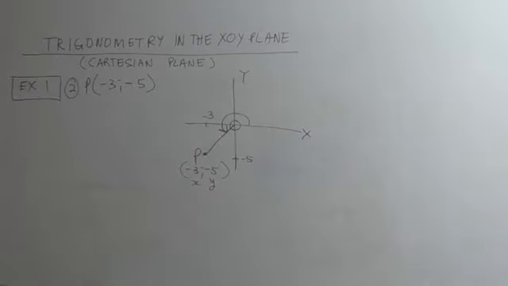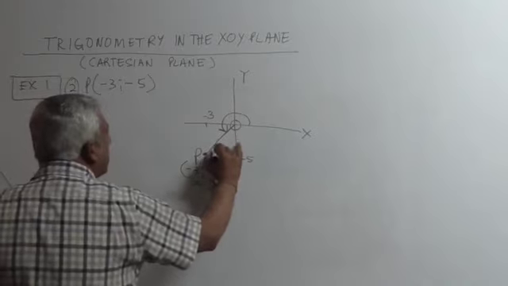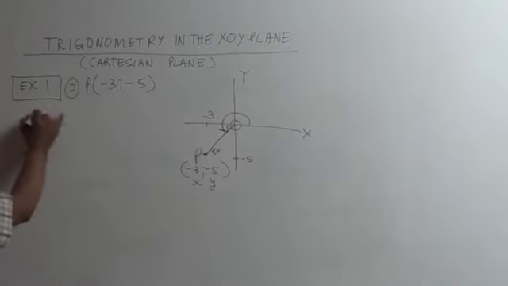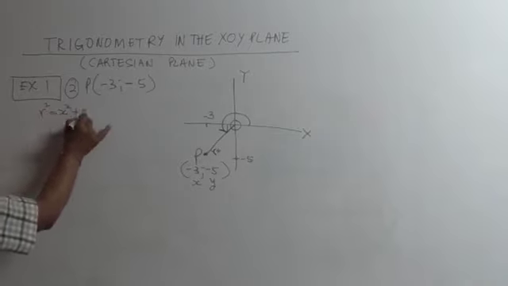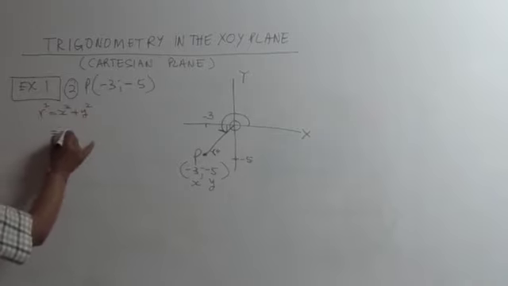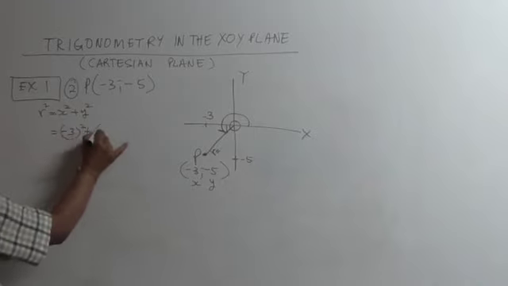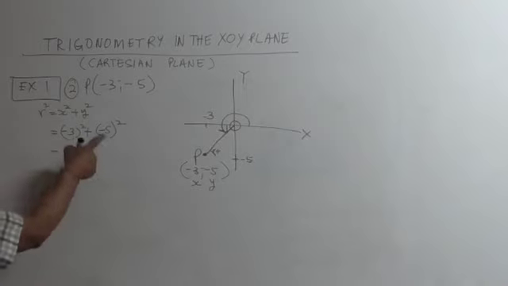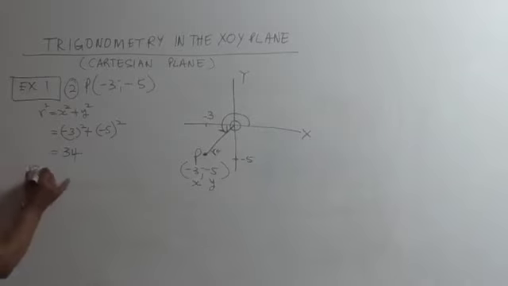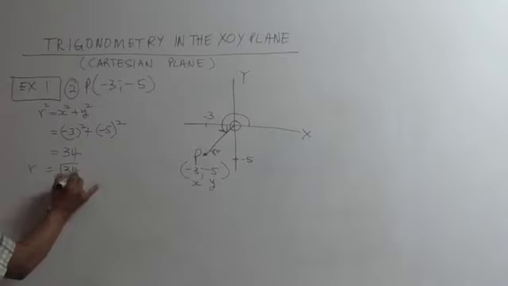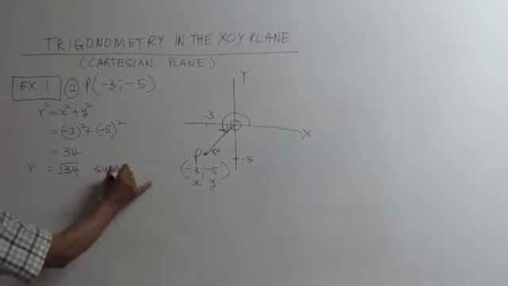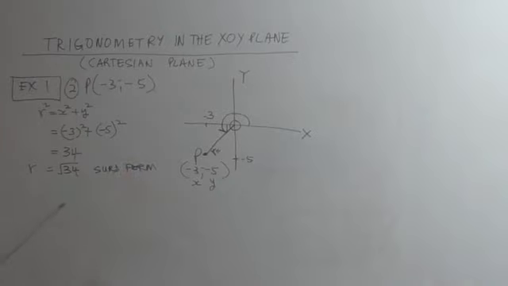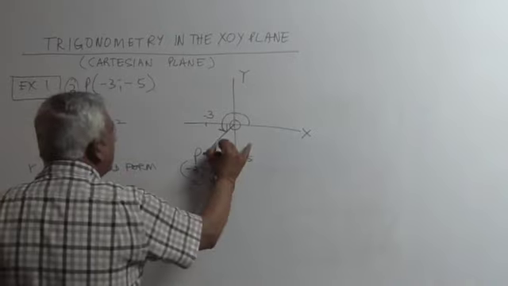Now, we don't know what r is, so we have to calculate r. So r squared is equal to x squared plus y squared. And that will give you negative 3 squared plus negative 5 squared. Make sure you write it like that in brackets, otherwise you're going to get the wrong answer. This will give you 9 plus 25, which is 34. R squared is 34, so r is equal to the square root of 34, and we will leave it in surd form. R is root 34.